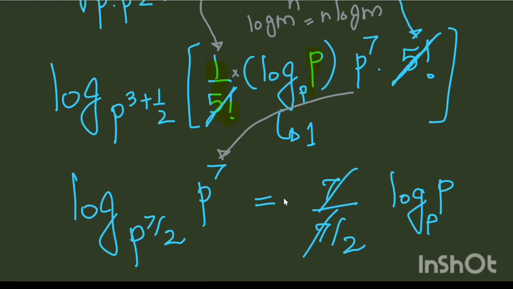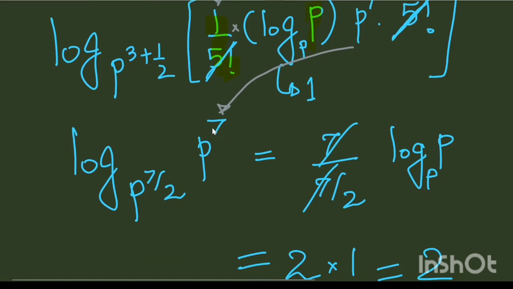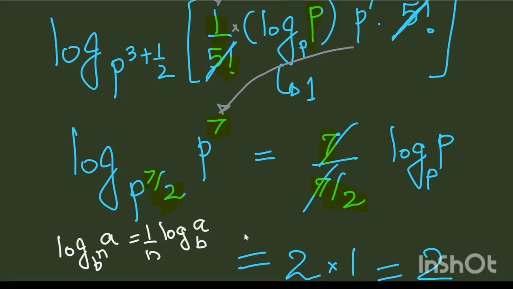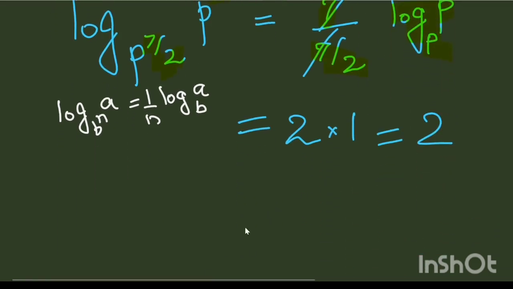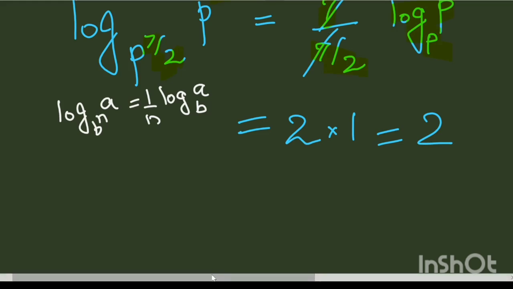Now p to the power 7 can be written as, this 7 will come down in multiplication, and this 7 by 2 will come down in division using the rule log a base b to the power n is 1 by n log a base b. So this 7 gets cancelled. We are left with log p base p, and 2 will go up. So the final answer, after simplification, would be 2, guys.